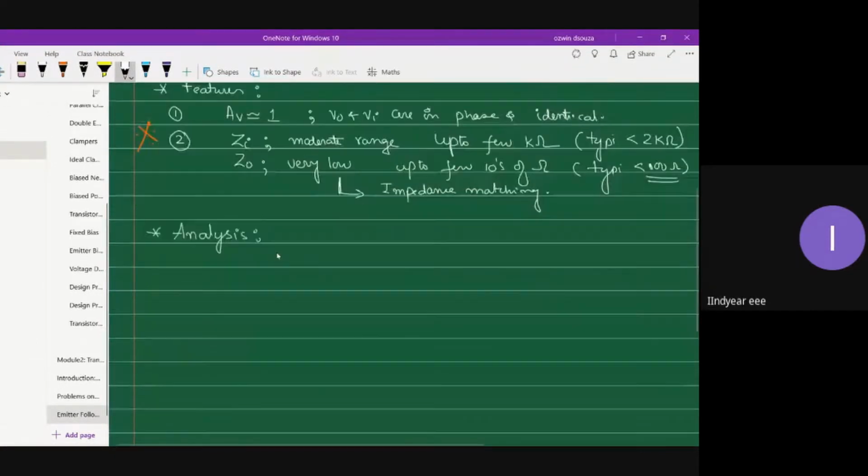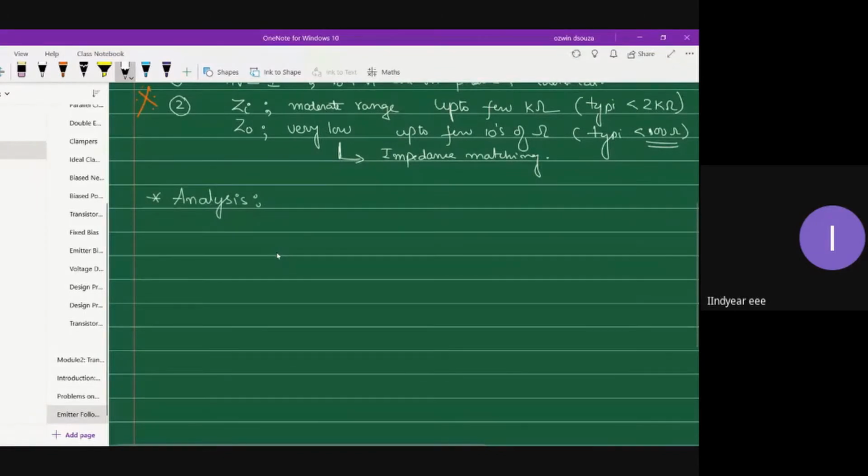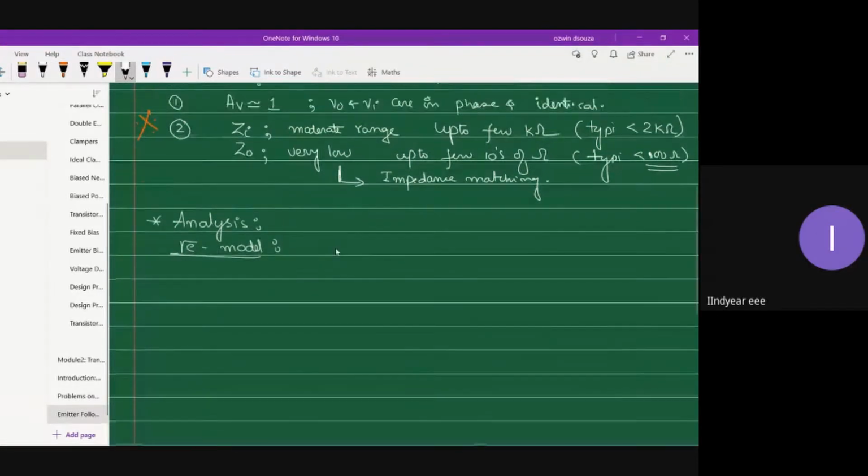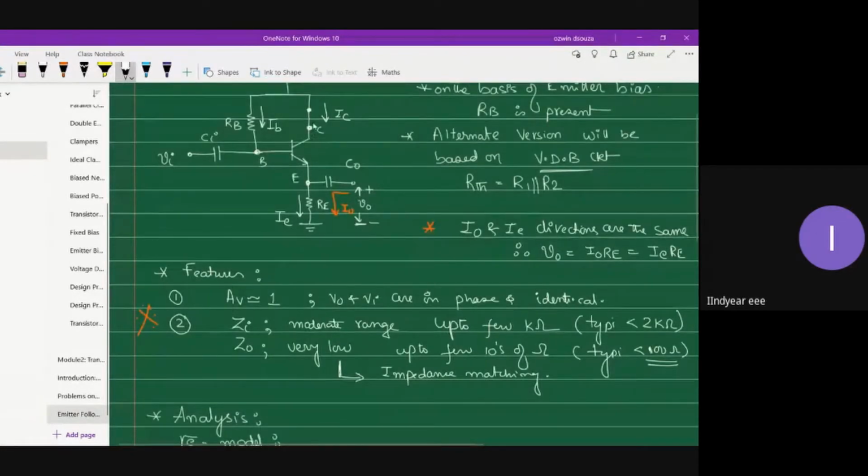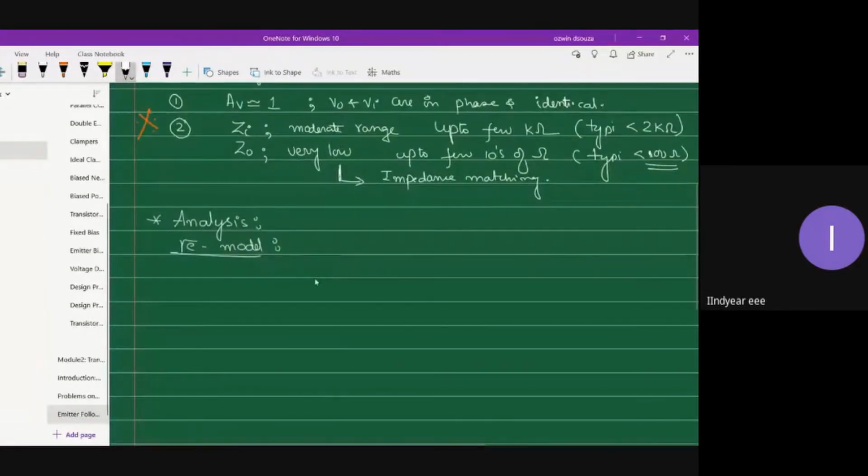So to do the analysis, what is that we should do first? We should obtain the RE model. So first let us find the RE model. I'm going to replace the transistor with the RE model. So this is my base. So I will have beta RE here, and on the collector side I'm going to have beta IB.